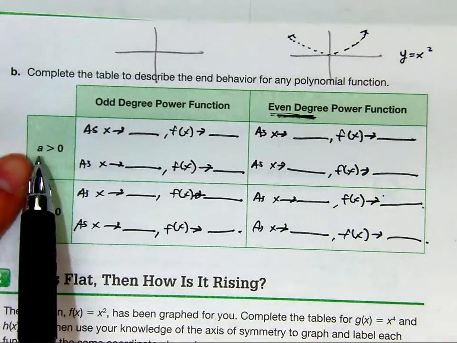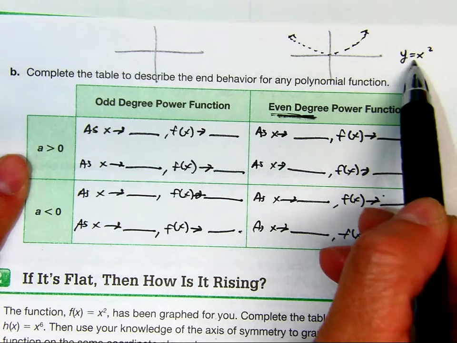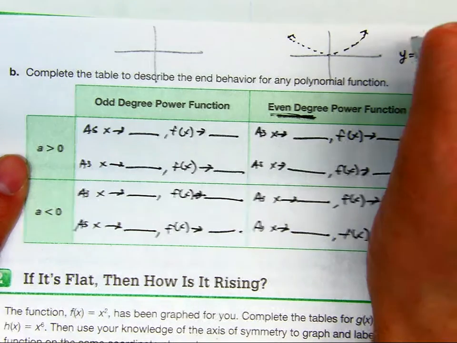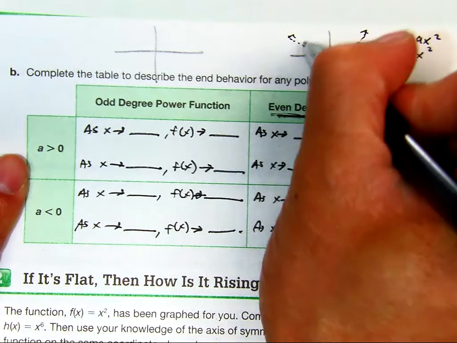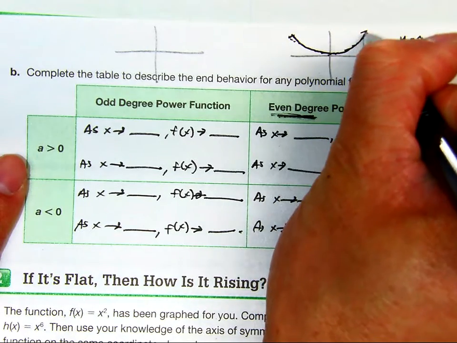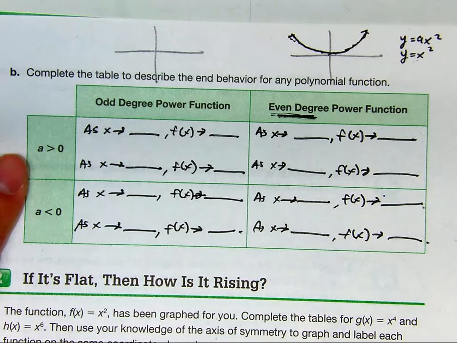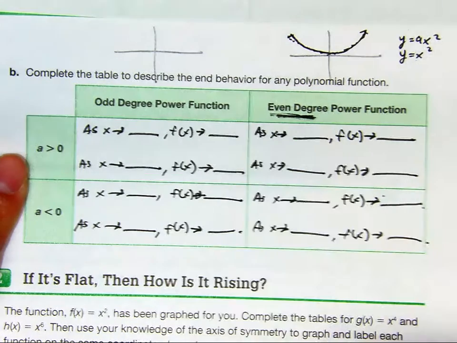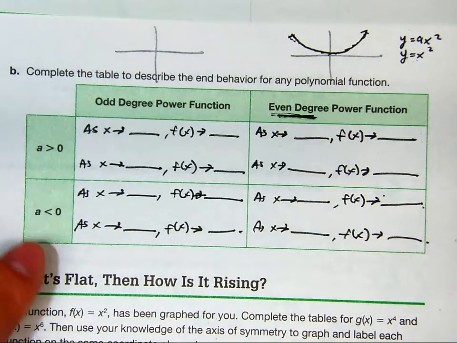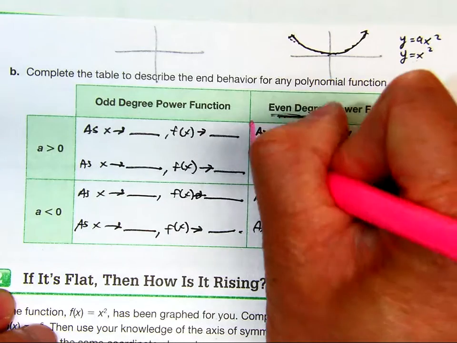Now this one tells me it's a positive leading coefficient, so the A in front is positive. So my graph's actually just going to stay like this. Now you can fill it in. Okay? Now we have this sentence here. This sentence here in pink will always be the same.